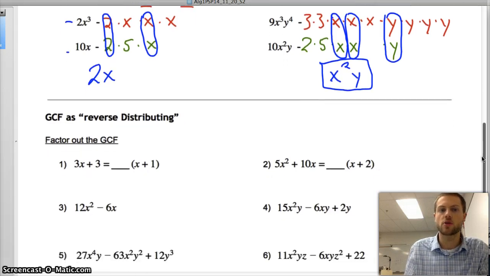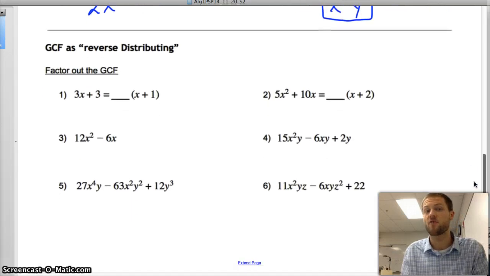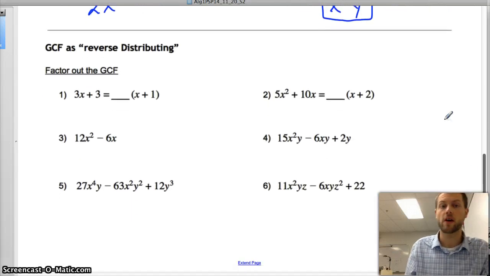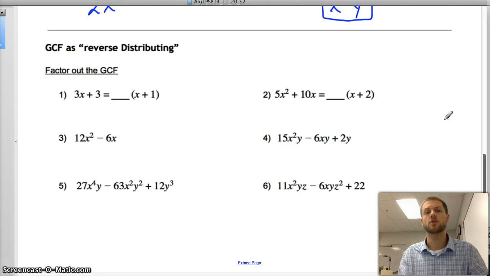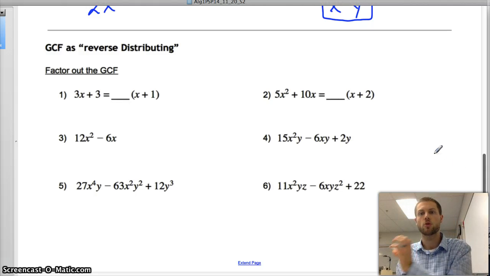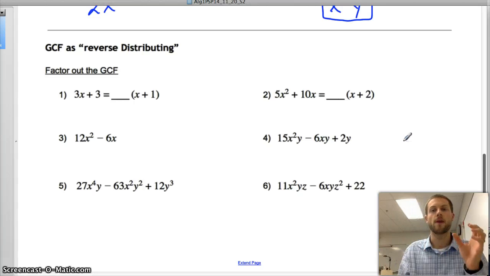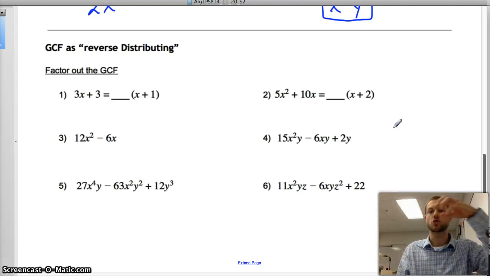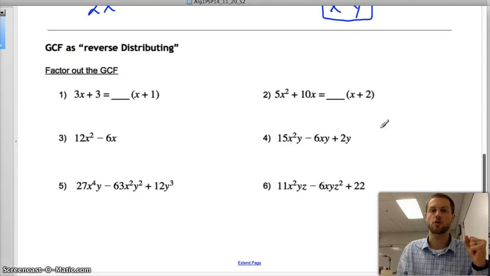So now we're going to use the GCF, the same concept of finding the greatest common factor. We're going to think of it as reverse distributing. When we're taking a greatest common factor out of polynomials, we're going to see those 2 terms or 3 terms or 4 terms right in one polynomial. And from that polynomial, we need to extract the GCF from each one of those terms.